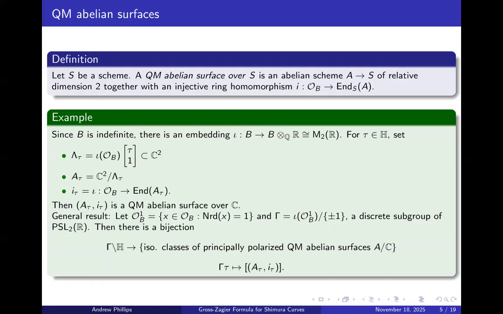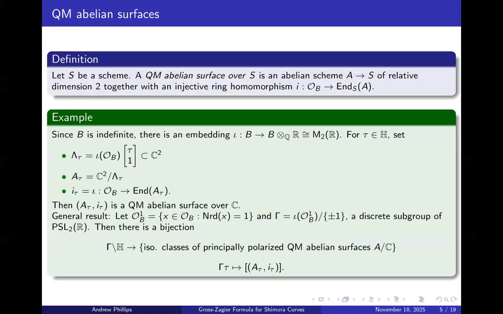Mostly I'm going to be dealing with S being in F_p bar, the algebraic closure of a finite field. But it's important to give a general definition here. Just as a reminder, what is an abelian scheme? It's a group scheme that is proper and smooth over the base, and the fibers are connected. So it's basically a scheme over S where all the fibers themselves are abelian varieties.